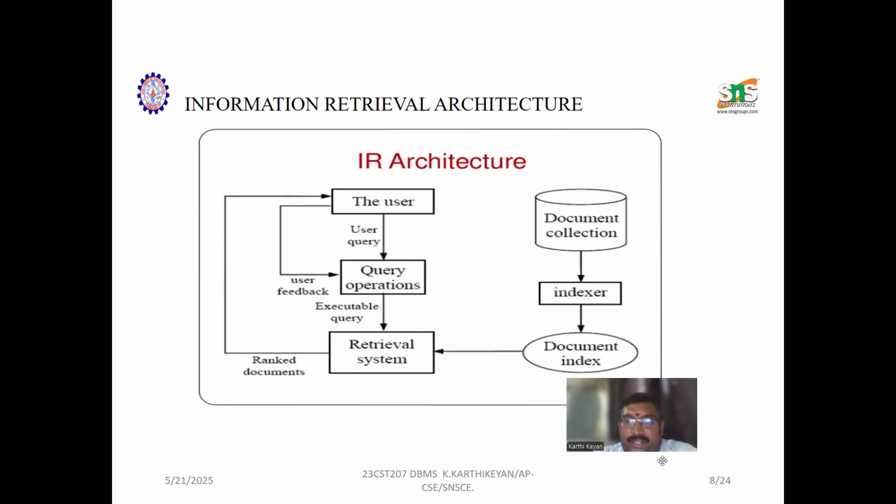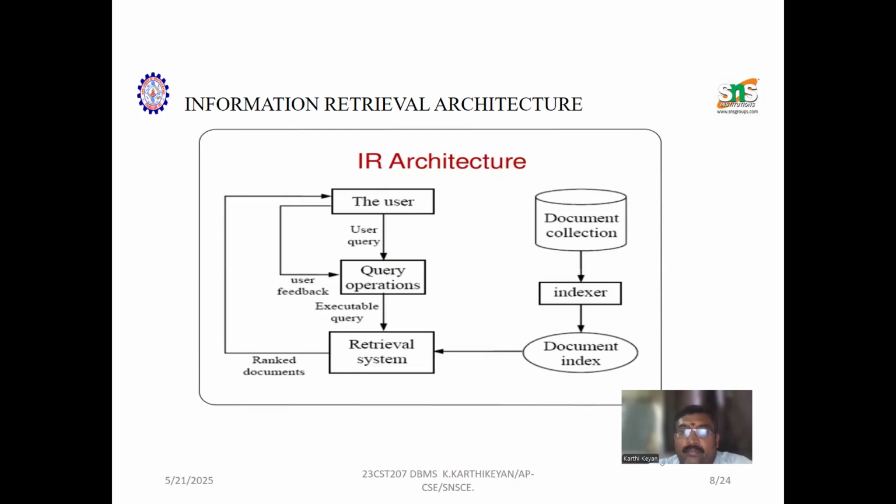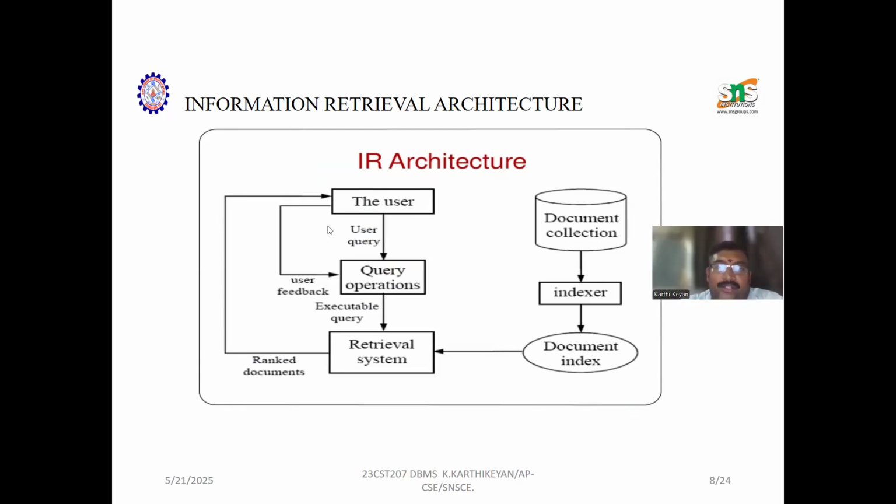So this is my architecture, the information retrieval architecture. First I get the query from the user, and the query operation does the searching. The retrieval system then works with the document collection and the document indexer, and after that verifies whether the table is available. Then I show the result of the retrieval system to my user.